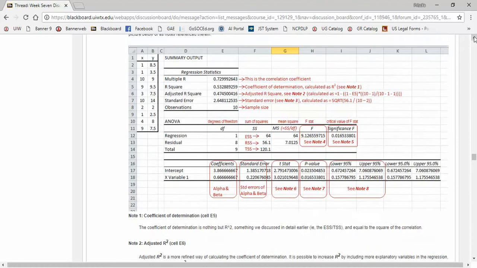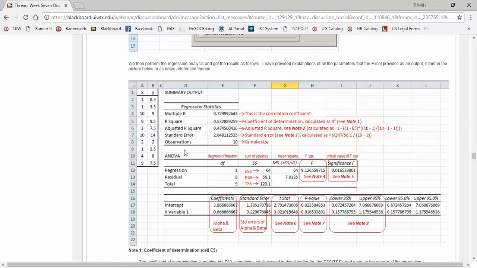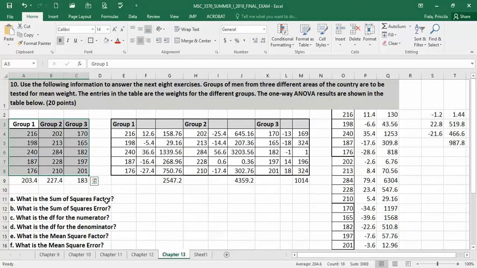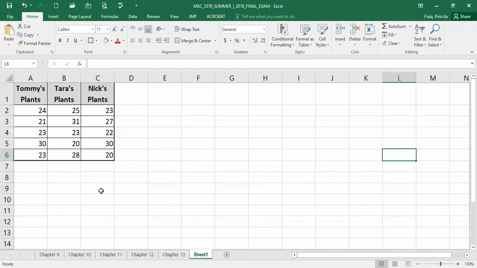I have put this on discussion for week 7, and really all you're going to need from here is this part right here. We're only doing the ANOVA, and all you're going to be using is this part. It answers your degrees of freedom, the sum of squares, and so on: sum of squares factor, sum of squares error, degrees of freedom for the numerator and denominator, mean square factor, and mean square error. Okay, so let's go ahead and just do it.